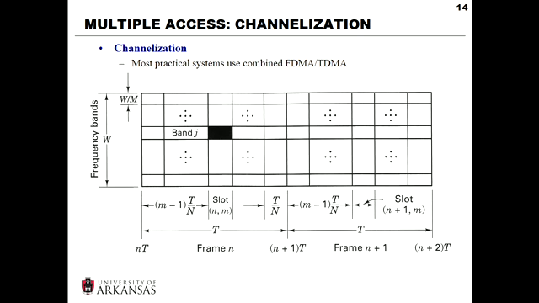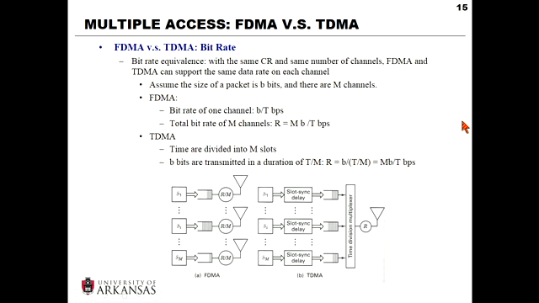OFDMA is just a special case of FDMA actually, okay? So we do channelization. This is just the picture that I drew at the beginning. Each of these is called a resource block, and we need to decide which resource block needs to be assigned to which user, okay? So that's channelization, dividing the time and the frequency into blocks.